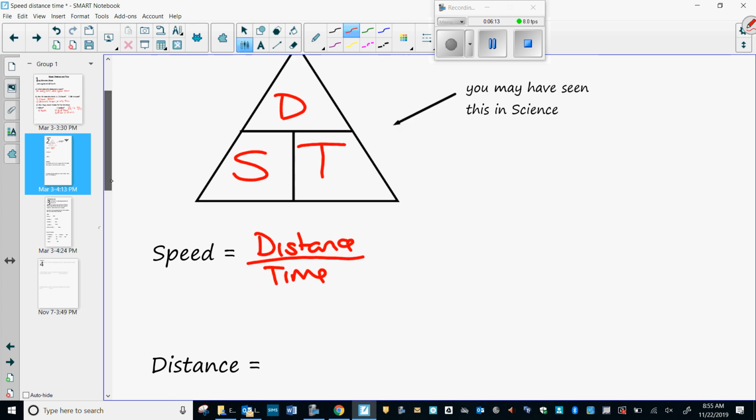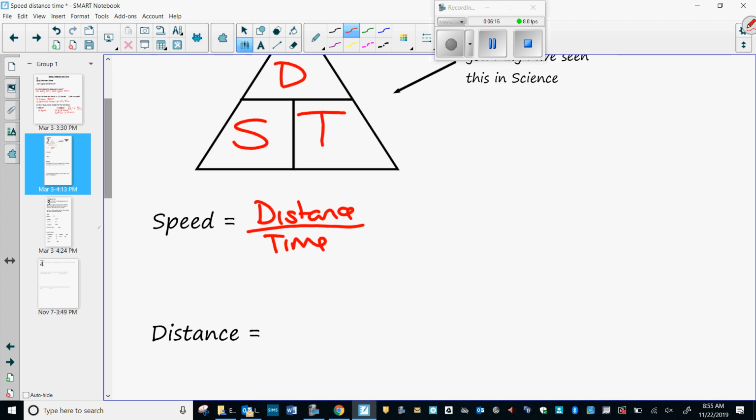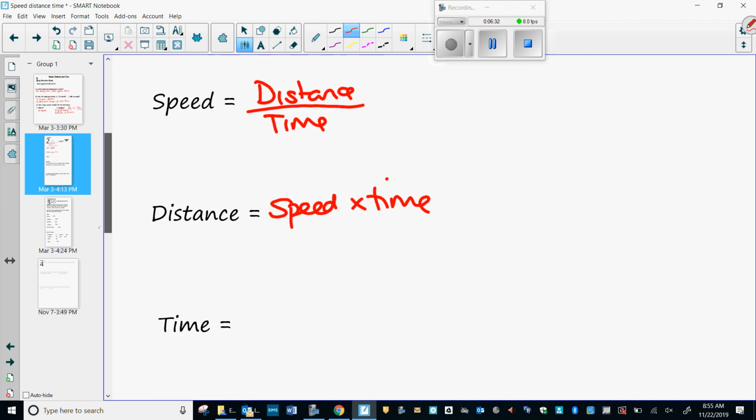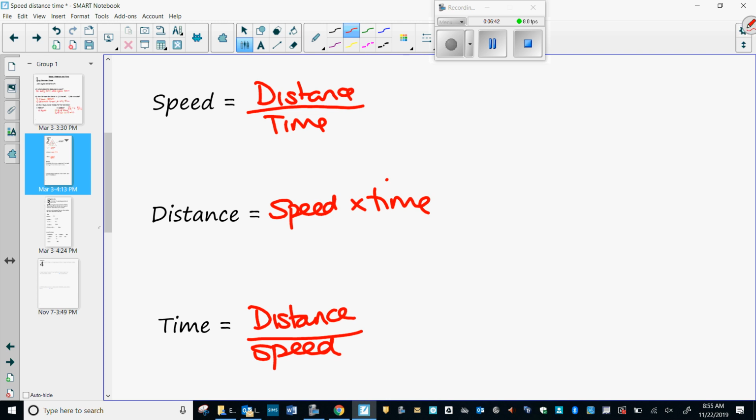If we want to know distance, we cover up the D. Where are the other two letters located? Both on the bottom, next to each other. If they're next to each other, we multiply them, so it's speed multiplied by time. And for time, cover up the T: distance over speed. However we remember that triangle is up to you.